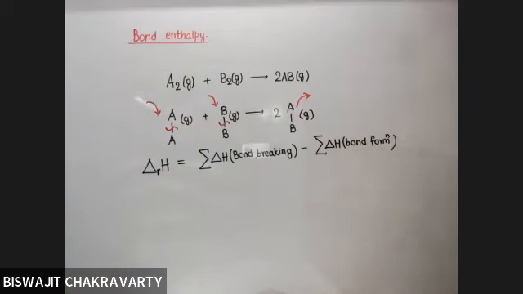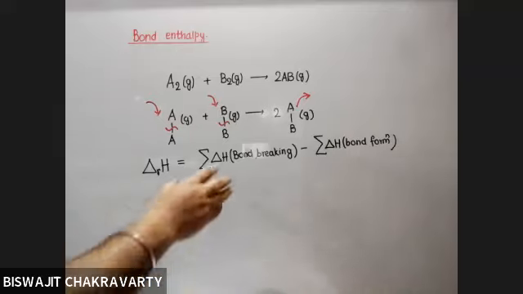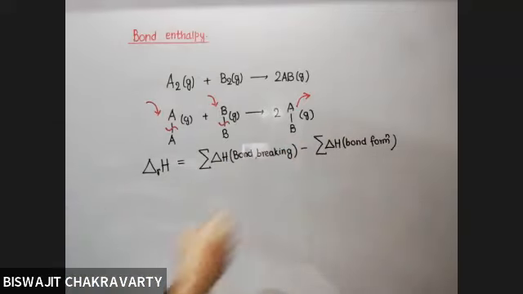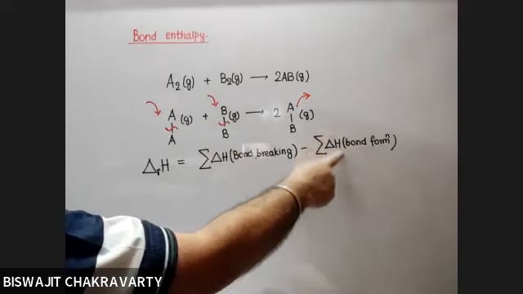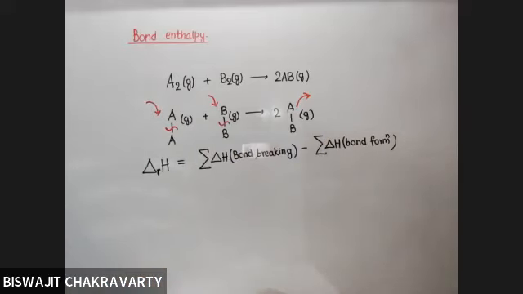Awesome. So these values, after we put them in, depending upon whether this is greater than this or this is greater than this, accordingly positive and negative values will come. If it comes out to be positive, we call the process endothermic, and if it comes out to be negative, it is called exothermic.